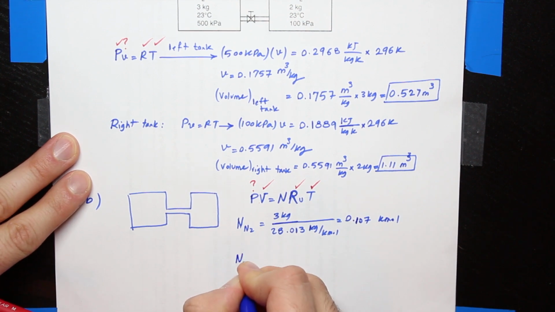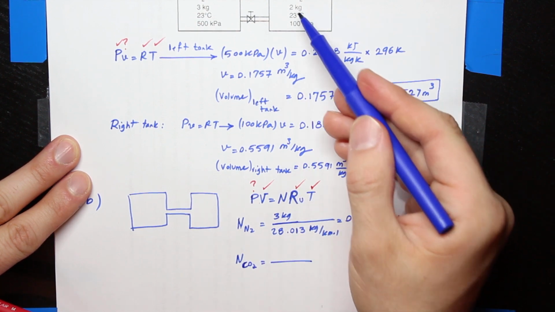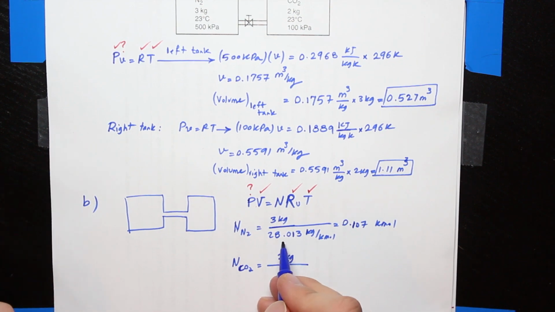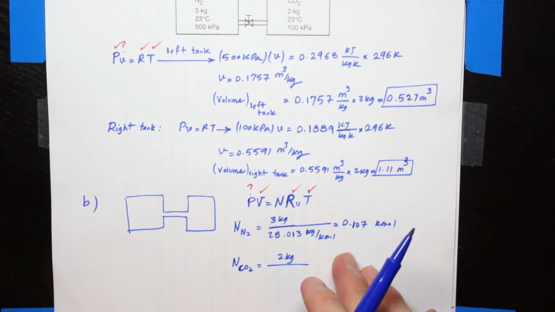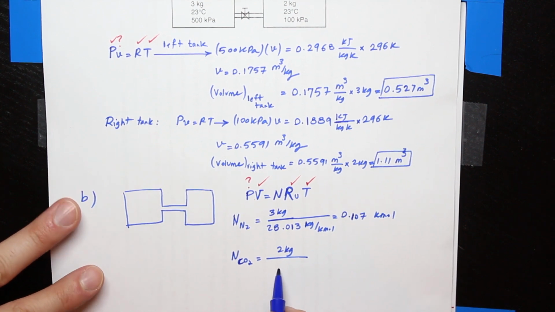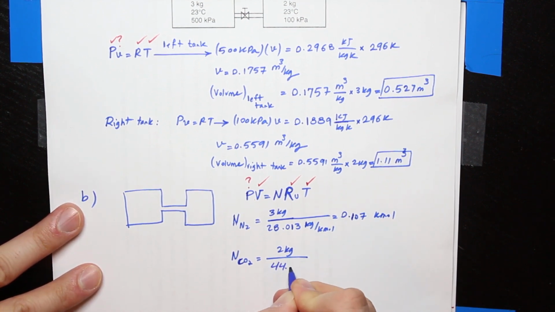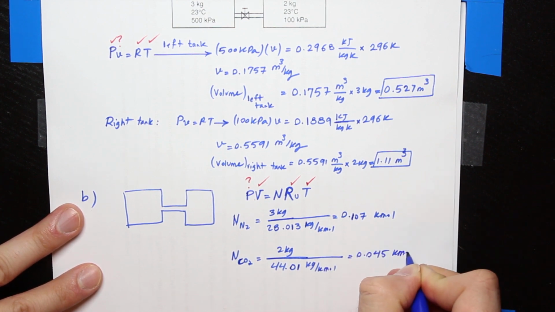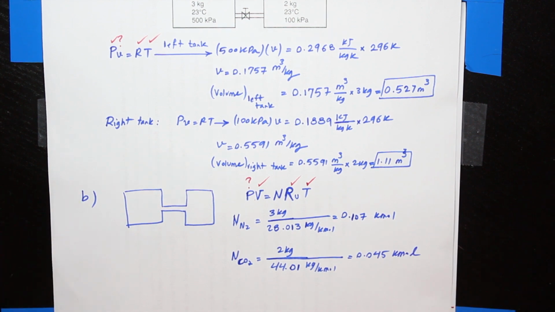I do the same thing for CO2. The mass of CO2 is given as 2 kilogram. This was the molar mass, by the way, and if you are wondering where it comes from, it's table A1. Most of these properties we are getting from table A1. The molar mass of CO2 also comes from table A1. So now these are the number of moles that we have for each component.